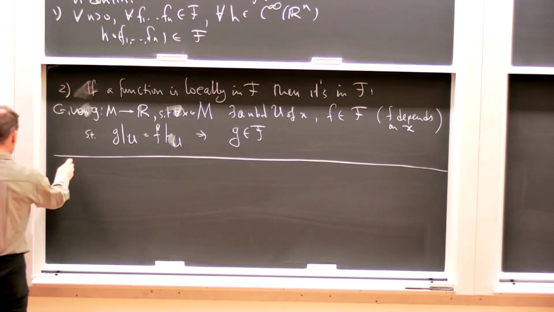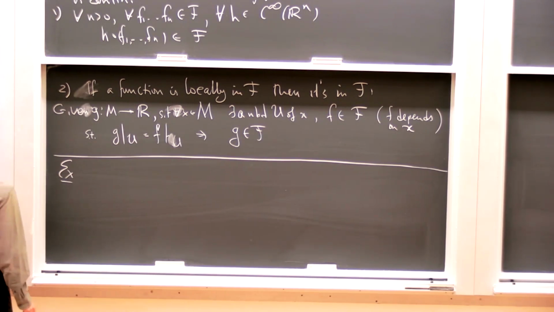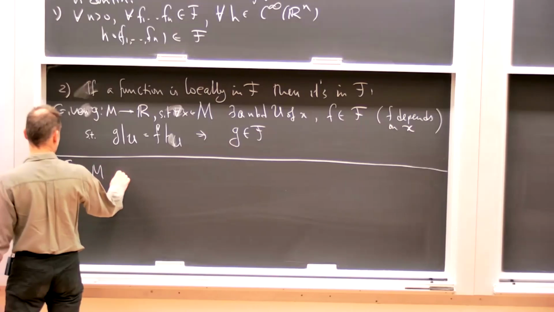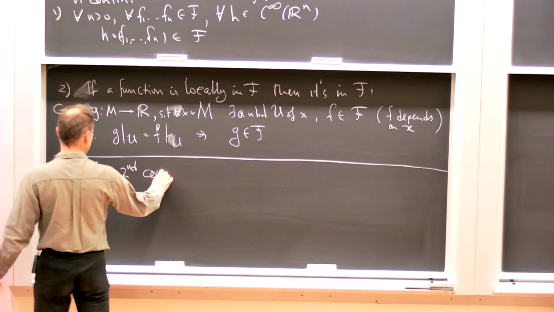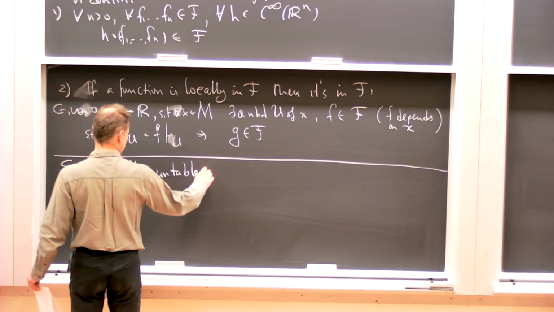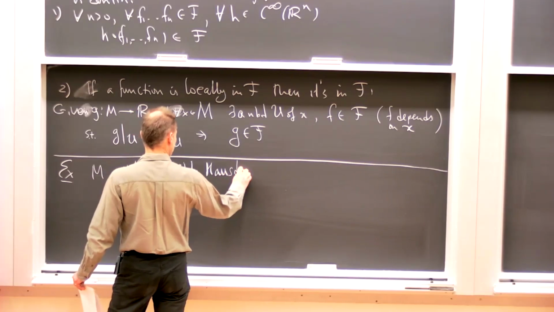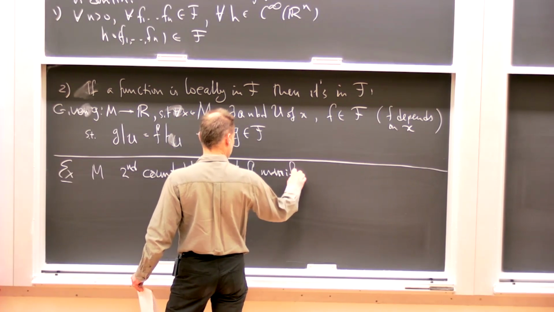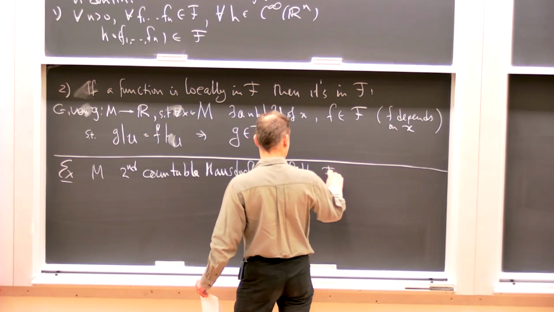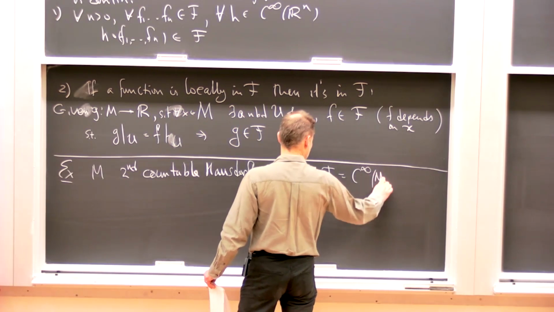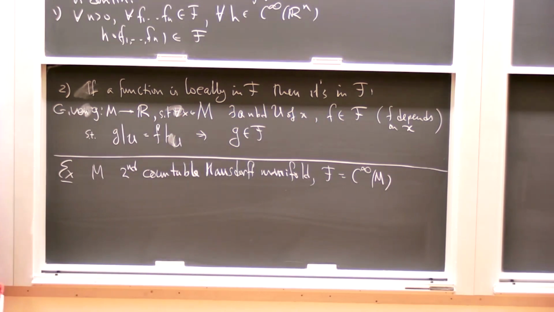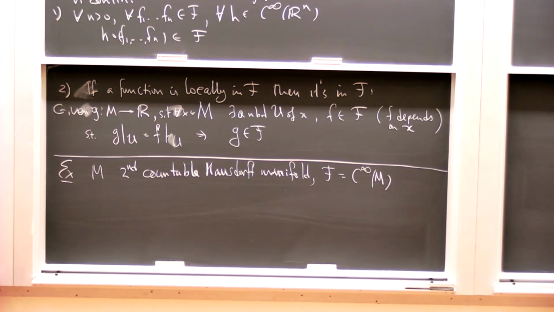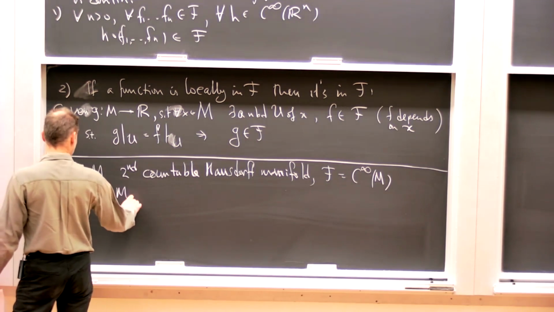But let me give you an example. So let's take M to be a second countable Hausdorff manifold, and let's take script F to be smooth functions. The manifold comes with a topology. Then the claim is that M is a differential space.